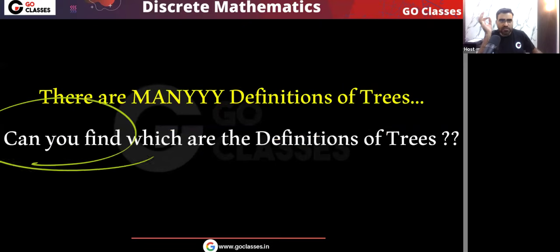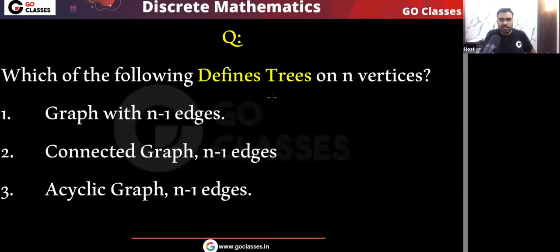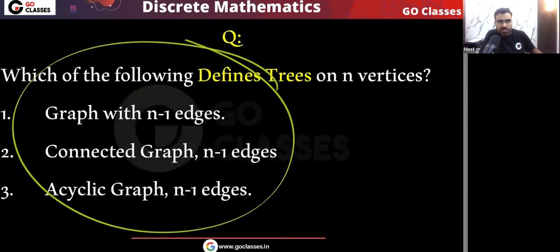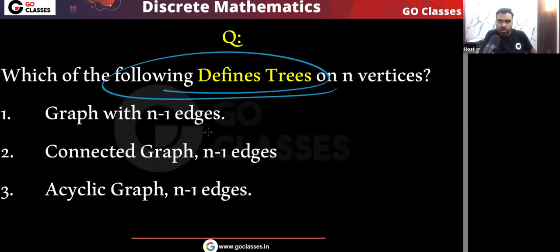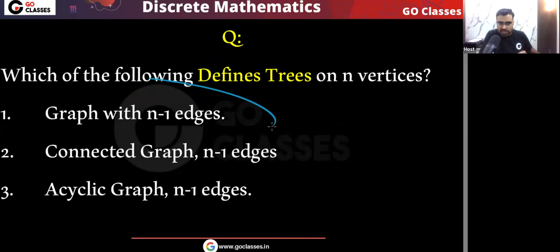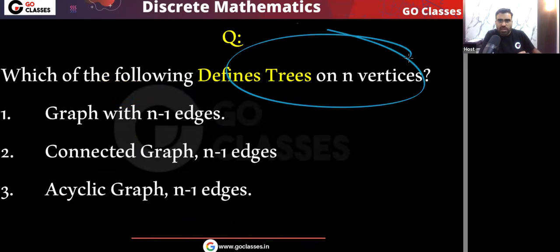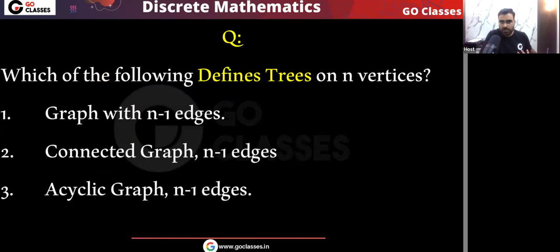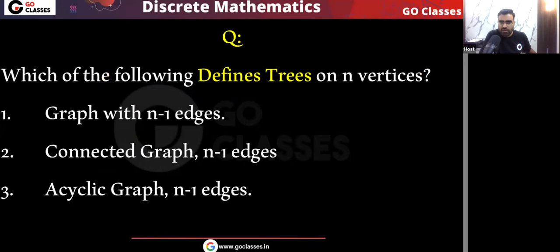Now, can you find which is the definition of a tree? For example, in the GATE exam, if this type of question comes, they ask which of the following defines a tree on n vertices. There are three statements given to you, and you have to find which of the following will define a tree on n vertices. Then how do you check which is the correct definition of a tree?